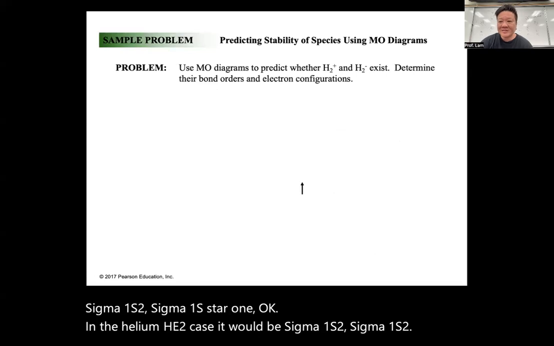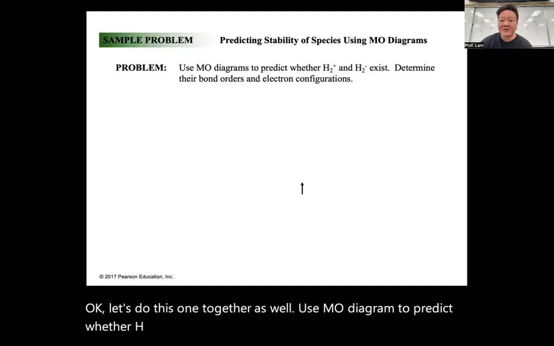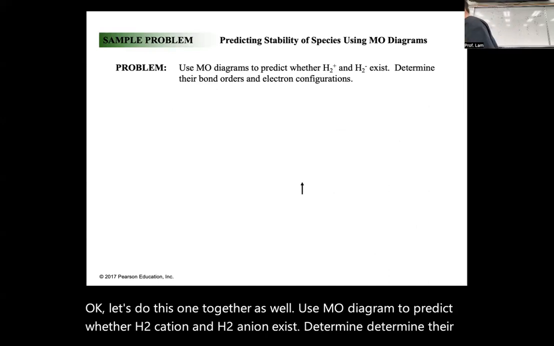Okay, let's do this one together as well. Use MO diagram to predict whether H2 cation and H2 anion exists. Determine their bond orders and electron configuration.